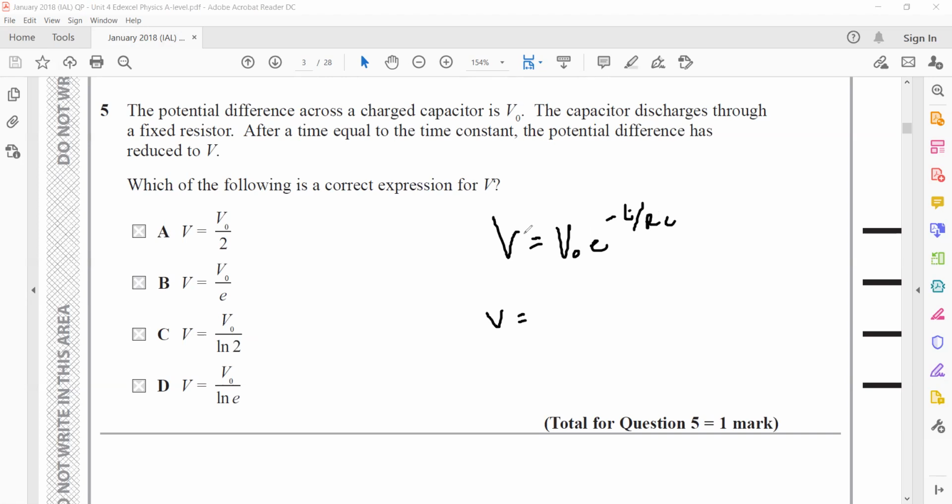Or V is, they mention in the question, after time equal to the time constant. So this is the time and that's equal to the time constant, or both have the same value. So both have the same value, their ratio will be 1. So V naught e raised to power minus 1.